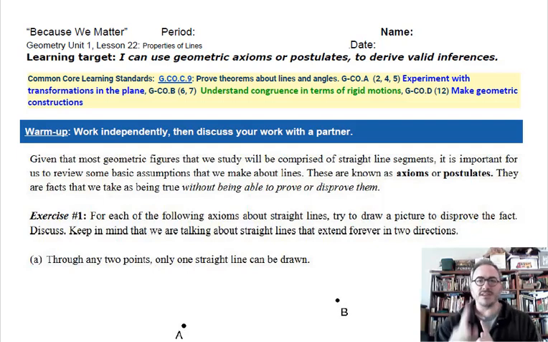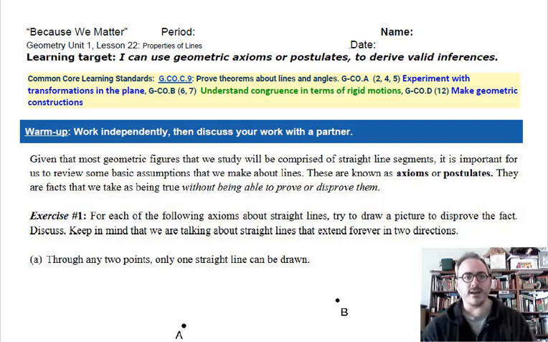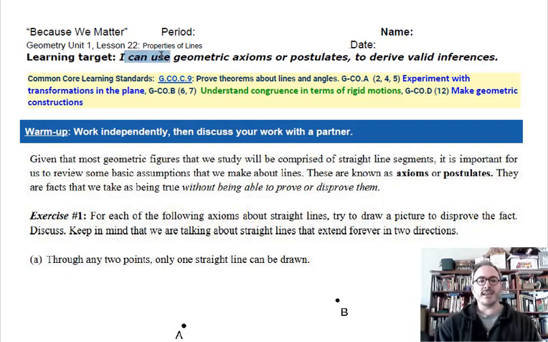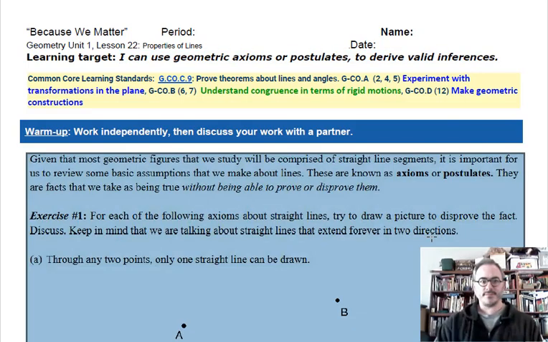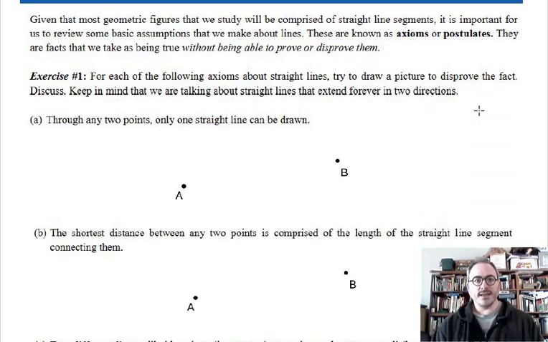Today, we're going to be talking about the properties of lines. Our learning target today is you should be able to say, I can use geometric axioms or postulates to derive valid inferences. So we're going to talk about what an axiom or a postulate is in geometry, and then you're going to use these assumptions that we make in geometry to make inferences. You're going to use that geometry brain, I've been calling it, that logical inference, that logical deduction, to deduce, to infer things from premises. All right. Well, let's go to the warm up.